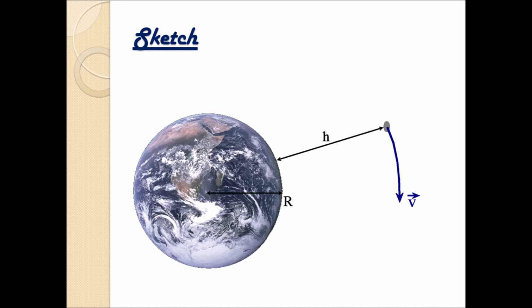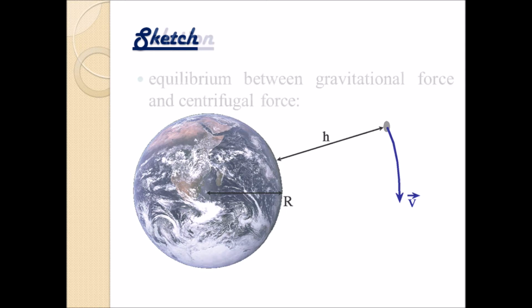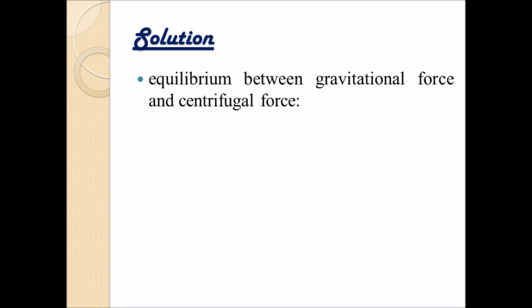Well, when the satellite is moving around Earth, of course, the direction of its motion is constantly changing. However, it's going to move at a constant velocity. And the force that is dragging it down to Earth, which is the gravitational force, is at equilibrium with the centrifugal force that's moving it away from Earth. Hence, Fg, the gravitational force, equals Fc, the centrifugal force.